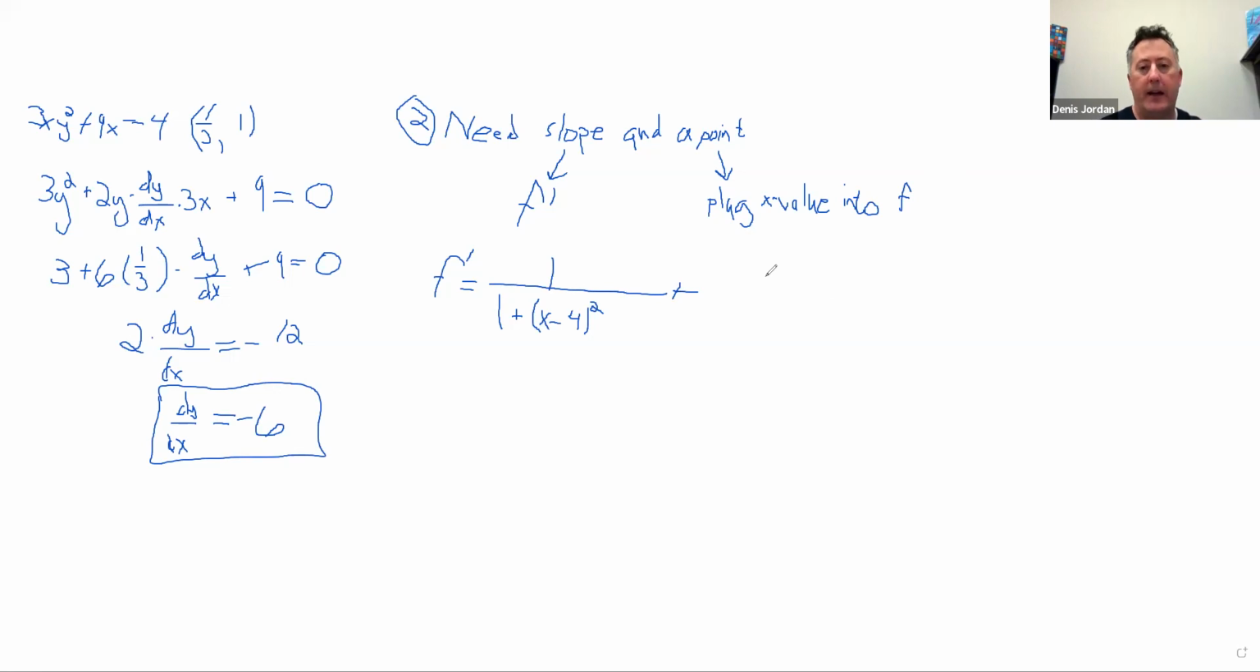And then the derivative of the radical, you need to use the chain rule. So the radical changes to a 1/2 power. So the half comes down. The power gets decreased by 1. And then you need to multiply by the derivative of whatever was inside the radical, which in this case was 2x minus 8.